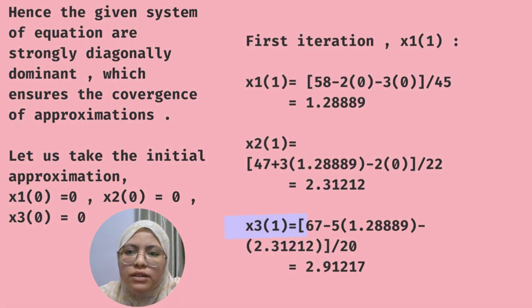The given system of equations is strongly diagonally dominant, which ensures the convergence of the approximation. Let's take the initial approximation x1, x2, and x3 equal to 0. Next we continue with the first iteration. At the first iteration, after we put in the values, we will get x1 is 1.2 9, x2 is 2.31212, and x3 is 2.91217.